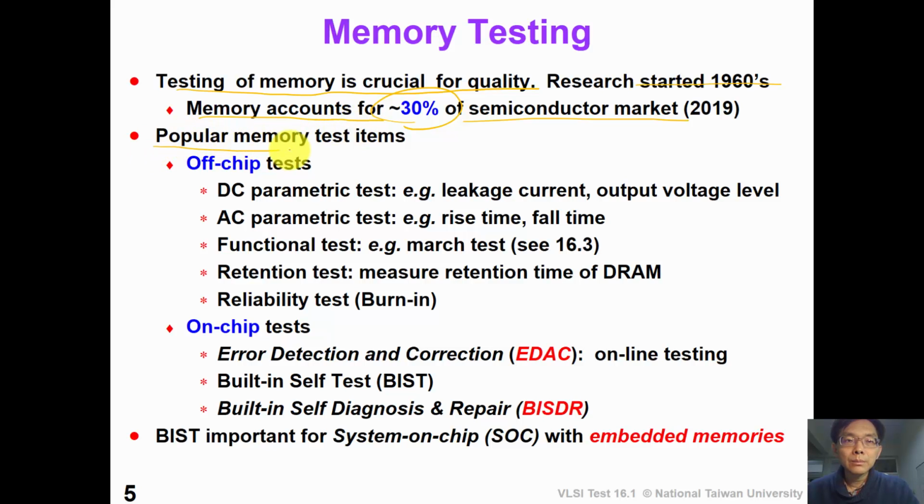Here we have some popular memory test items. For off-chip test using external ATE, we can perform DC parametric test. For example, we can measure the leakage current or measure the output voltage level of a memory. For AC parametric test, for example, we can measure the rise time and fall time of the memory chip.